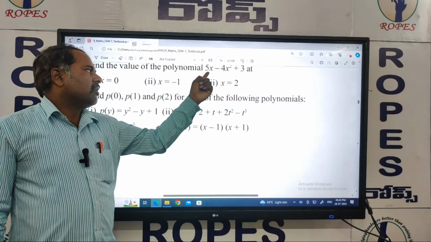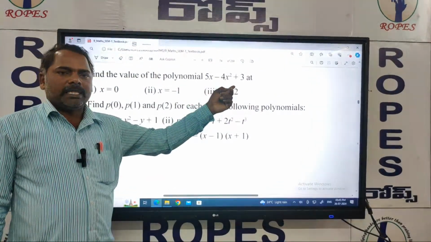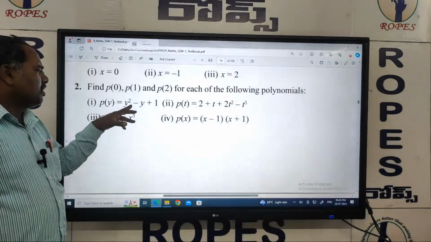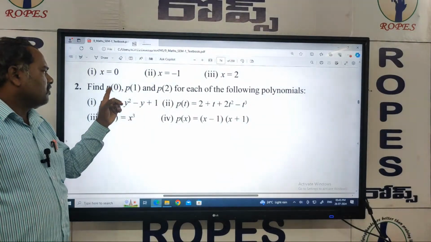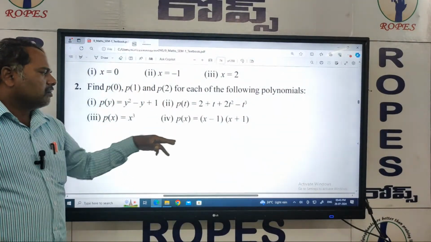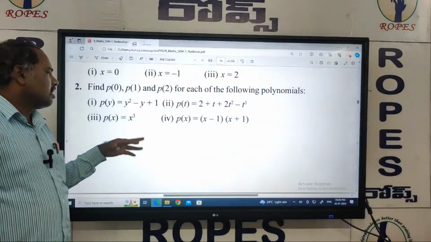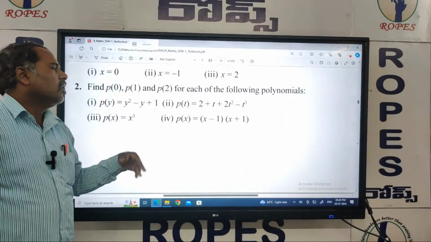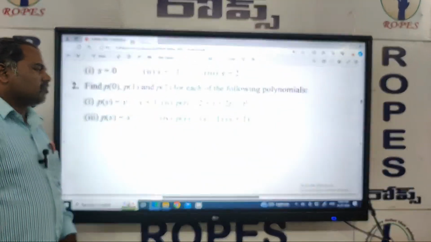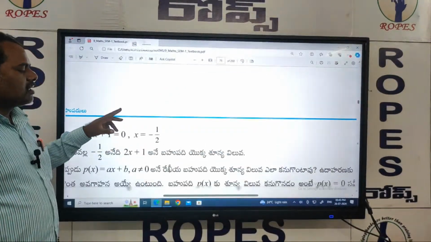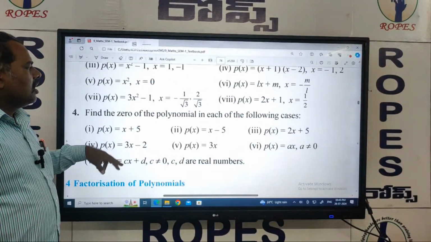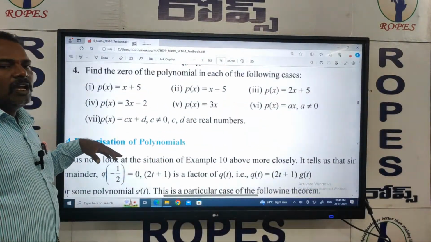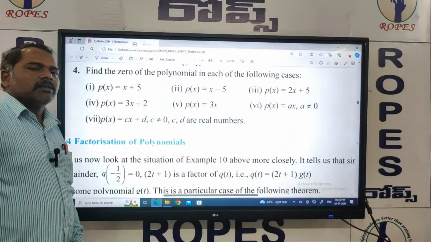Then we found the value of 5x minus 4x square plus 3. And in the second question we completed when p of y is equal to y square minus y plus 1, for p of 0, p of 1, p of 2. In the same way, in the second, third and fourth questions, after substituting p of 0, 1, 2 in these polynomials, we found the values of the polynomials. Okay, so in the next class we'll discuss question number 3 and the remaining problems. After completing this exercise, we'll go to the 2.3 exercise.